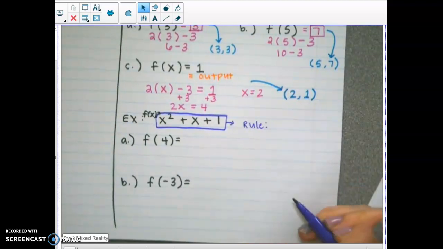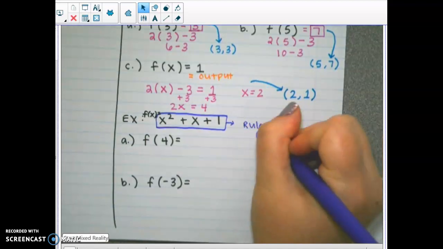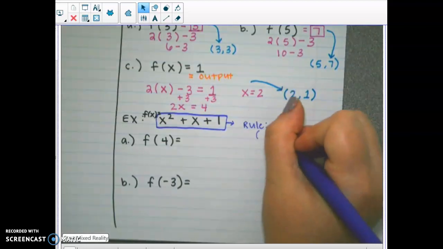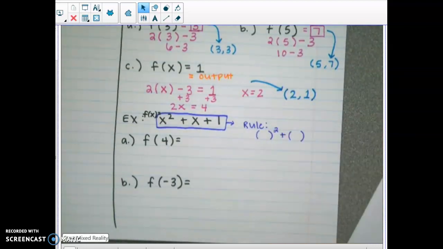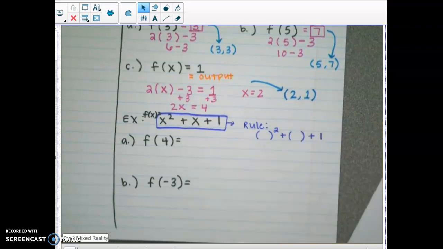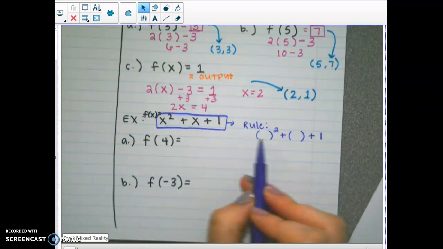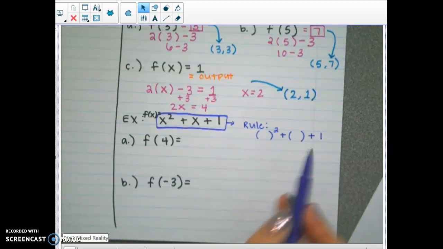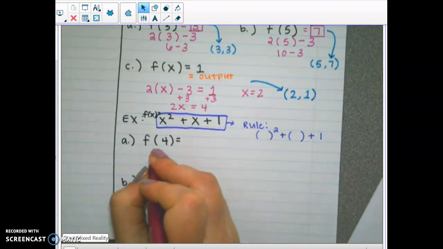So if I follow this rule, it wants me to take whatever number they gave me to plug in for x and square it. Then I have to add that same number, whatever number they told you to plug in for x, and then I have to add 1. So please excuse my dear Aunt Sally, we're going to have to do the exponent first, and then we can add. All right, so A, it wants me to plug in 4, so I'm going to follow my rule.